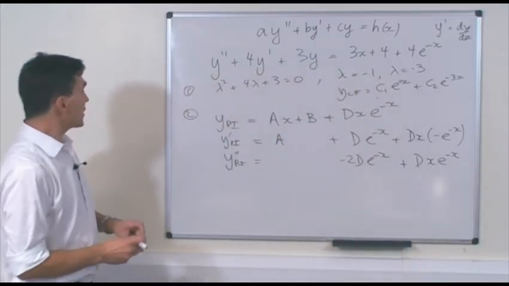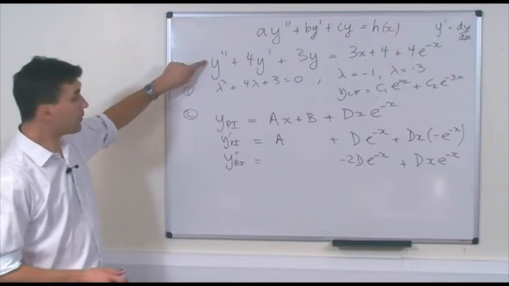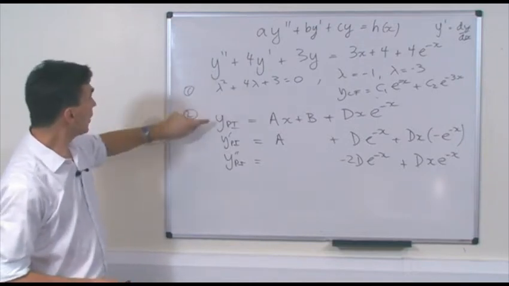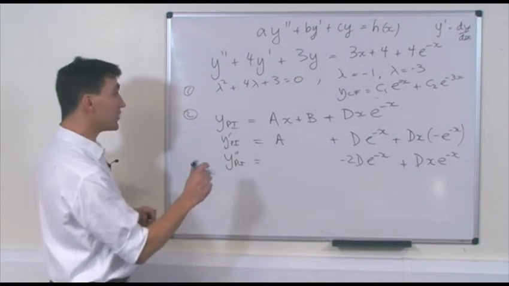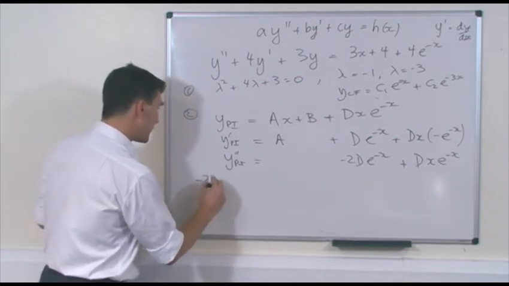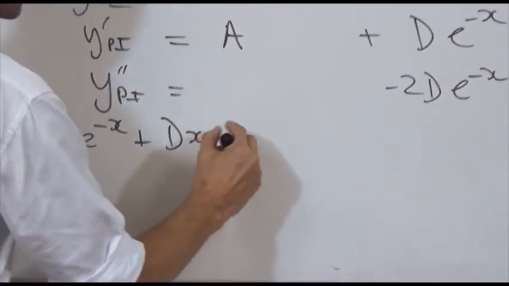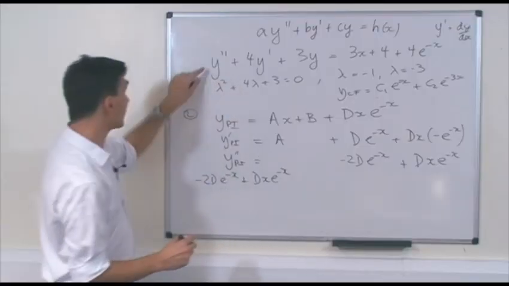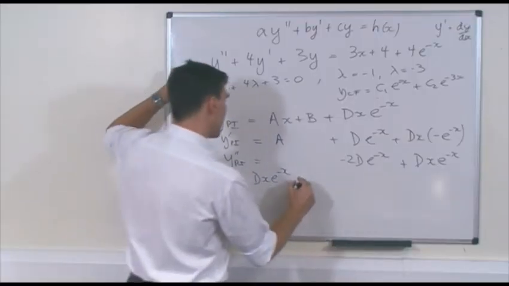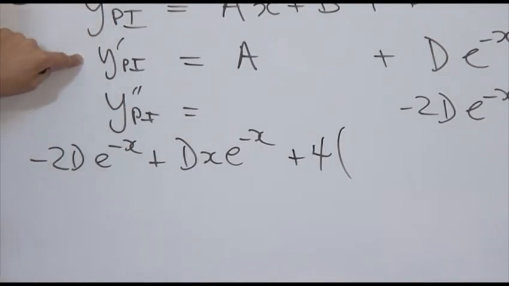We now substitute y double prime into that part of the equation, y prime into there, y into there, and we try to find a, b, and d that work. So we've got minus 2d e to the minus x plus dx e to the minus x. That is our y double prime. Plus 4 times y prime.